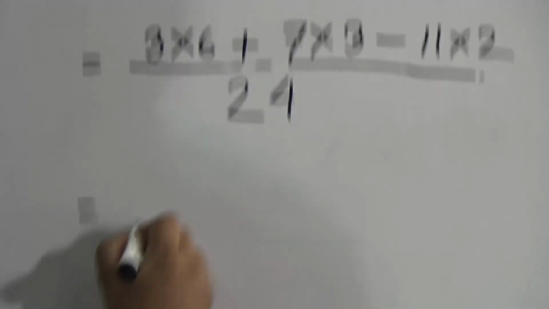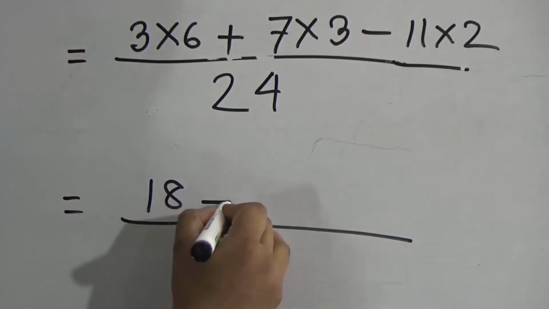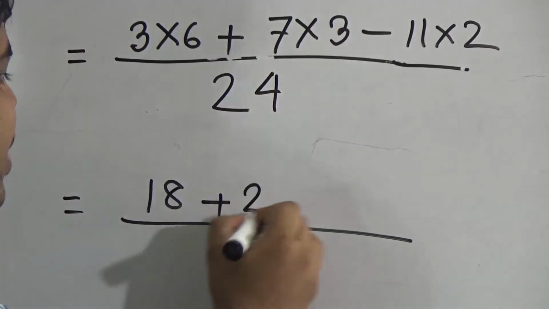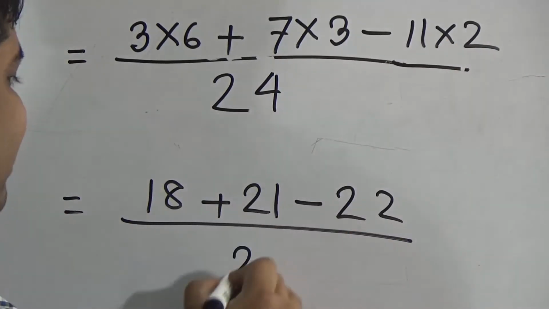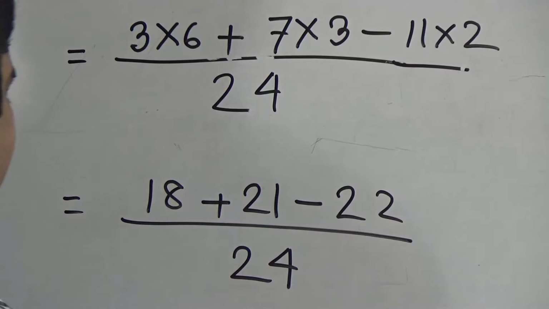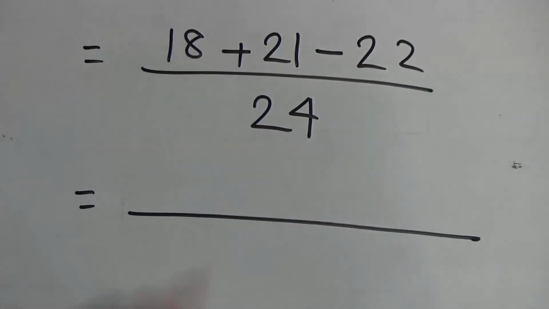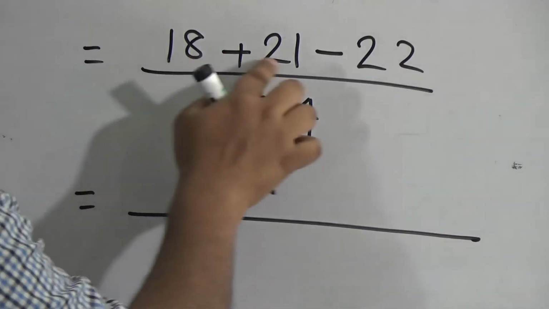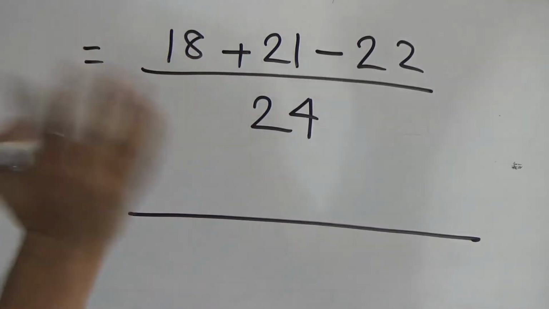That means we multiply: 3 6s are 18, plus 3 7s are 21, minus 11 2s are 22, divided by 24. My dear students, according to the rules of simplification, at first we do addition. Here you notice 18 and 21 both carry the plus sign.